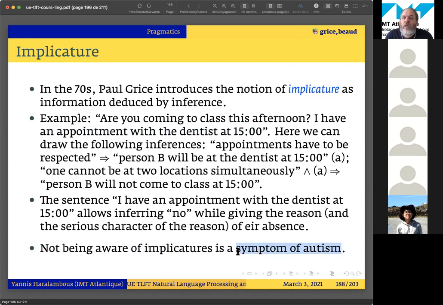So one of the symptoms of autism is not being able to do these implicatures. So an autist of this specific kind, when hearing "I have an appointment with the dentist," will ask, yes, and so what? I'm asking whether you are coming to class, not whether you have an appointment with a dentist. And the other person will have to explain.